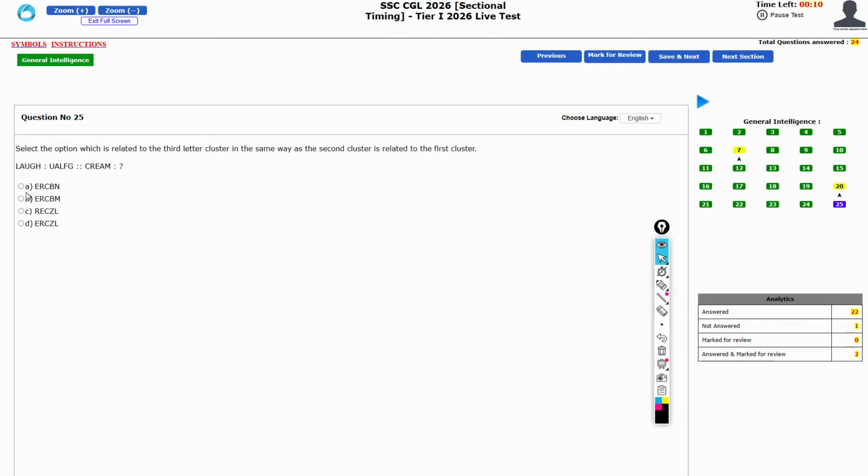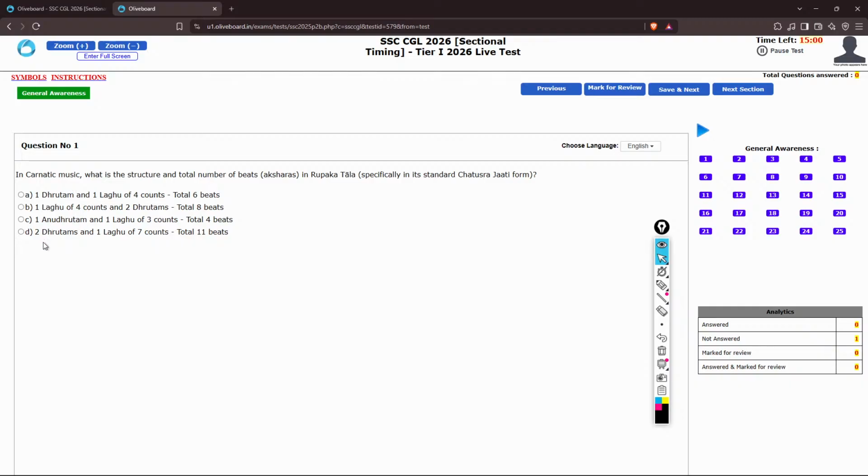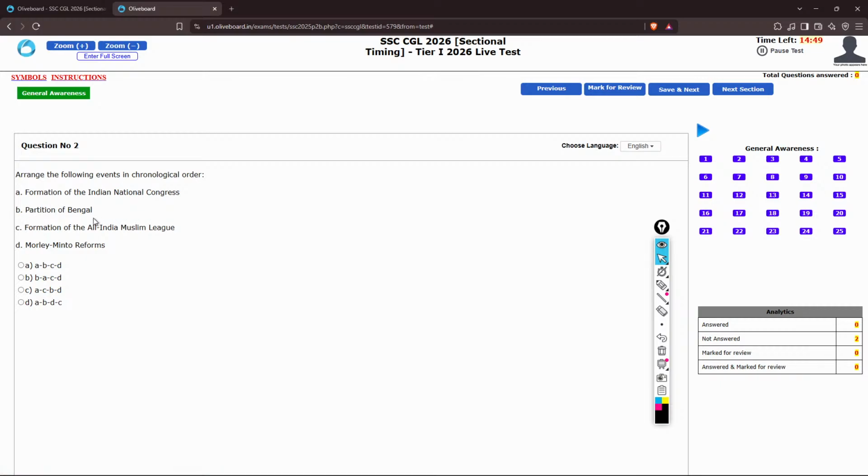Here, UAL, ERC, Carnatic music. No idea. Formation of Indian National Congress, partition of Bengal, formation of All India Muslim League, Parliamento. Okay. So first was A, then 1905 B, then Parliamento D, A, B, D, C.